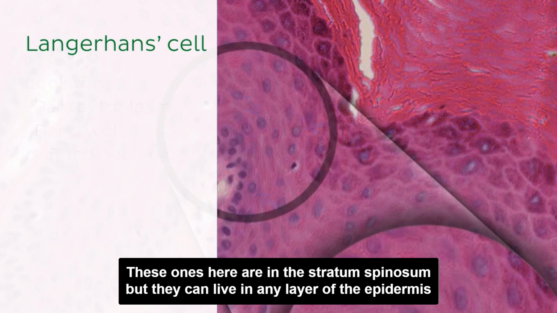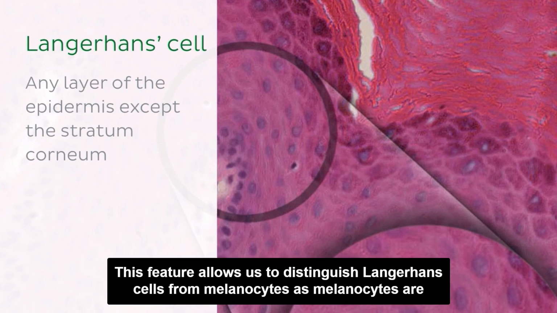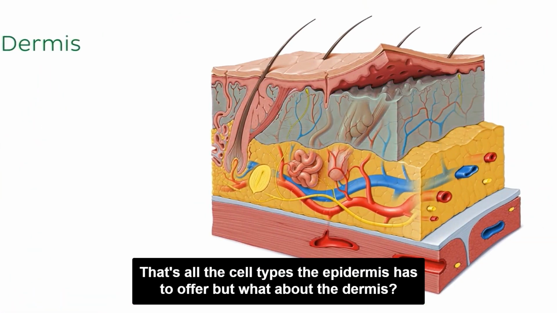These ones here are in the stratum spinosum, but they can live in any layer of the epidermis except the stratum corneum. This feature allows us to distinguish Langerhans cells from melanocytes, as melanocytes are only present in the stratum basale. That's all the cell types the epidermis has to offer. But what about the dermis?